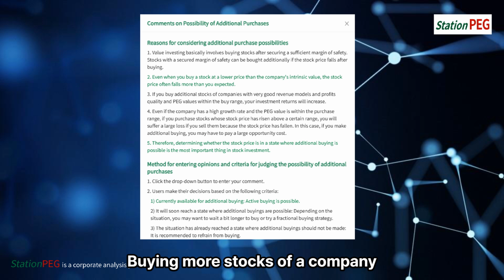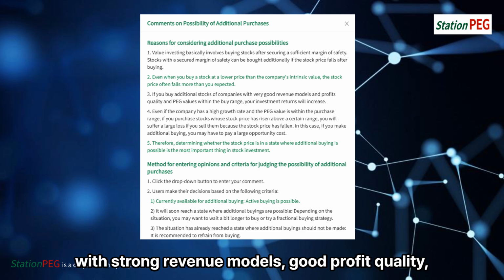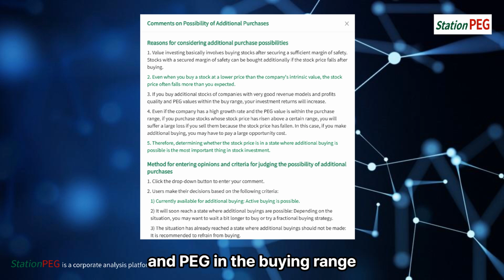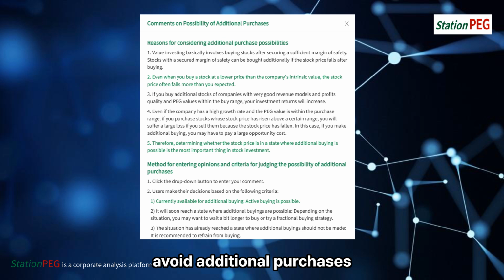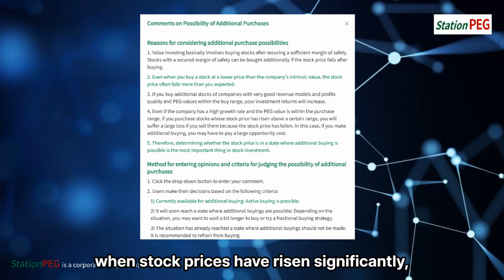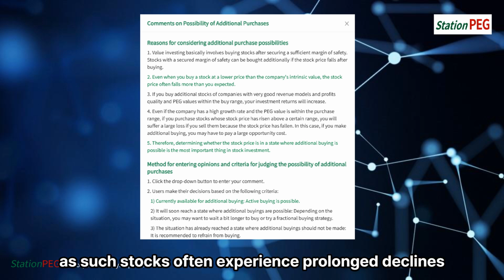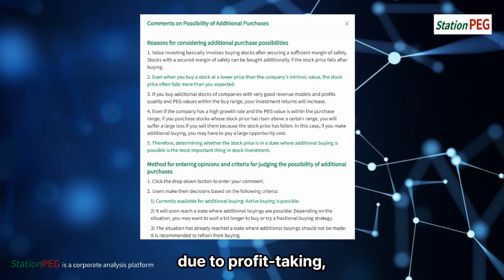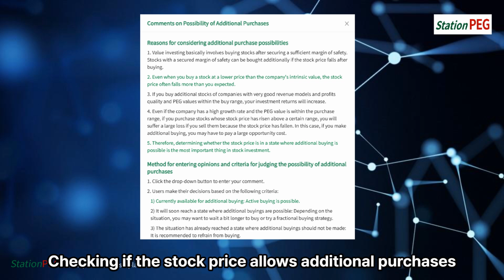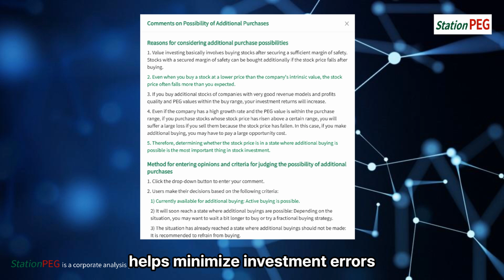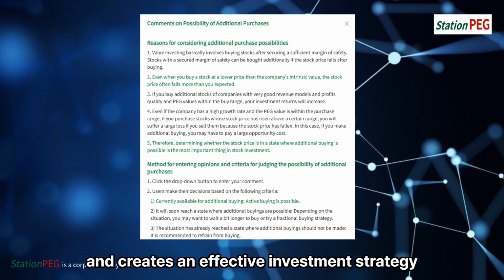Buying more stocks of a company with strong revenue models, good profit quality, and PEG in the buying range can boost your returns. But even if growth and PEG are favorable, avoid additional purchases when stock prices have risen significantly, as such stocks often experience prolonged declines due to profit taking, resulting in high opportunity costs and potential losses. Checking if the stock price allows additional purchases helps minimize investment errors and creates an effective investment strategy.